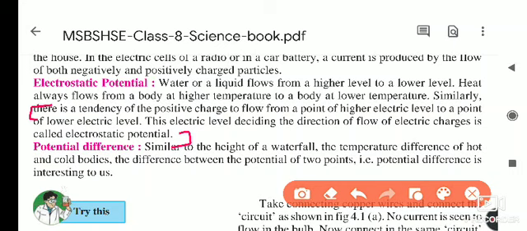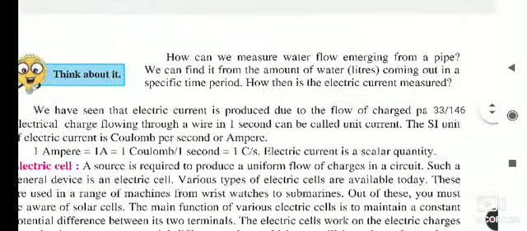Which points? There is a tendency of positive charge to flow from a point of high electric level to a low electric level, and this electric level deciding the direction of flow of electric charge is called electrostatic potential. After this I gave you the second note, on the electric cell. So here it is, the electric cell.